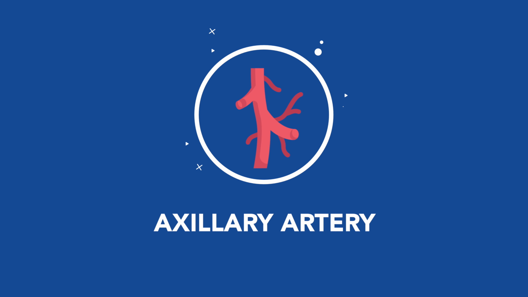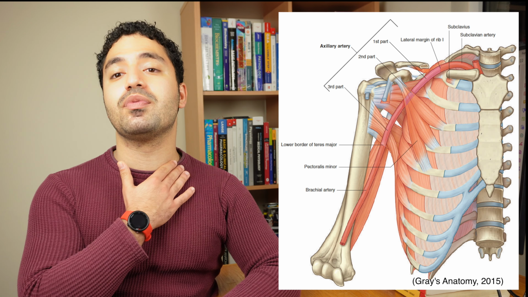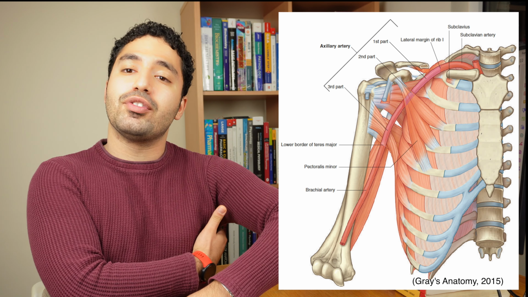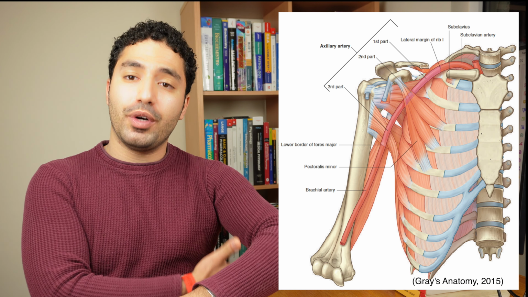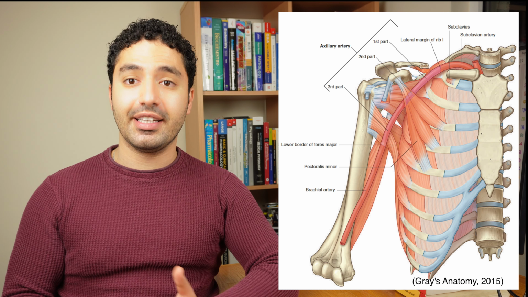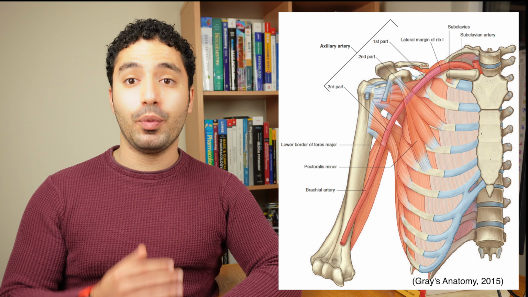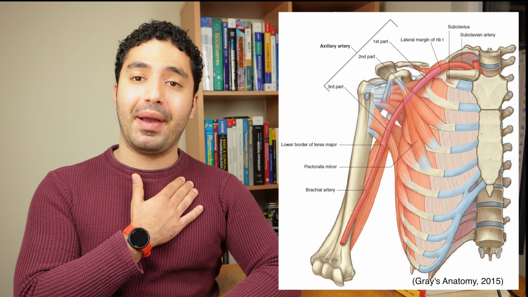Second, let's move on to the axillary artery. The axillary artery is the continuation of the subclavian artery, and it runs from the first rib until the lateral border of the teres major, where it continues as the brachial artery. The axillary artery can be split into 3 parts, where the second part is the one behind the pectoralis minor.